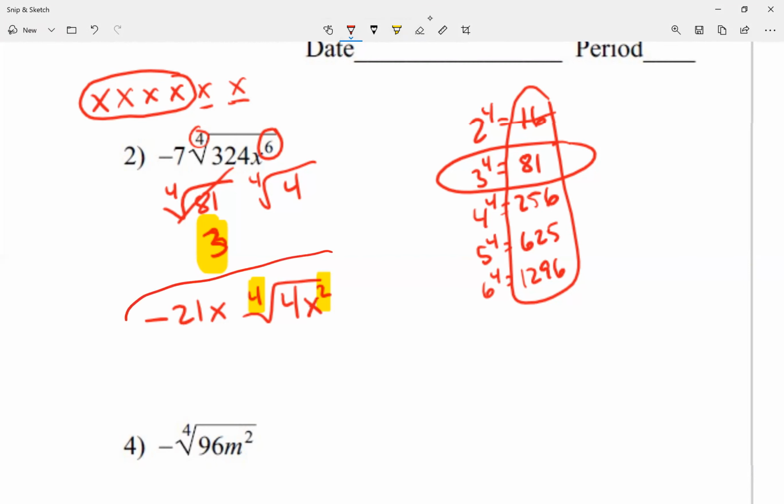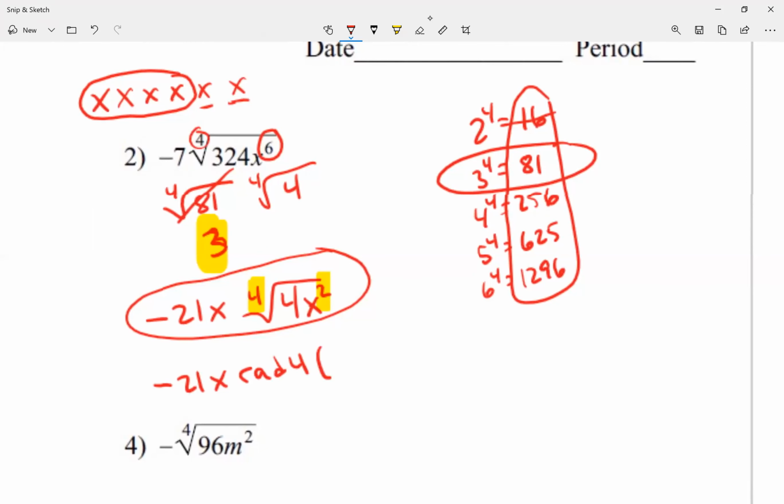Now, how am I going to type this? Okay, let's take a look. -21x is just not that bad. Now my radical, I'm going to write, in this case, rad 4. And in parentheses. Rad 4, the 4 is basically indicating the root, right? The root is 4. When we do square roots, we just call it rad. We don't have to write a 2. But here, I'm going to write rad 4, radical root 4. Now, inside of the parentheses, I'm going to write what I have inside the radical. I have 4x squared. So I'm going to write this as 4x.